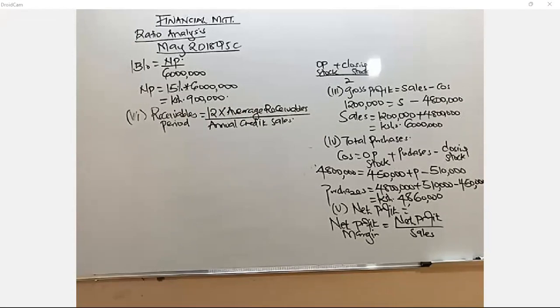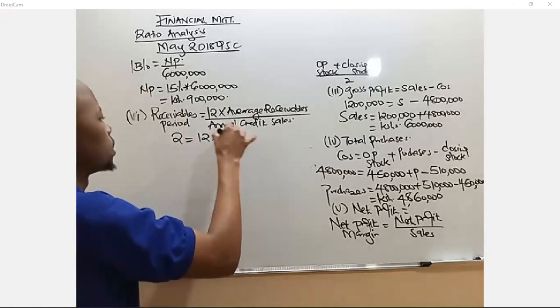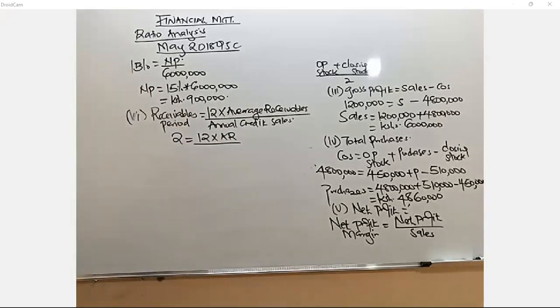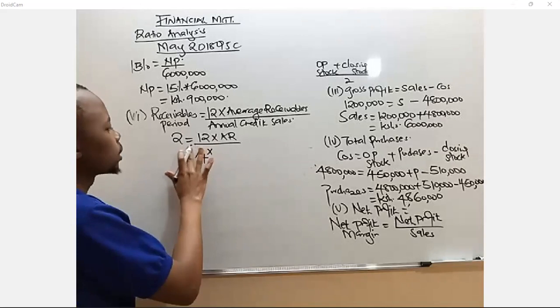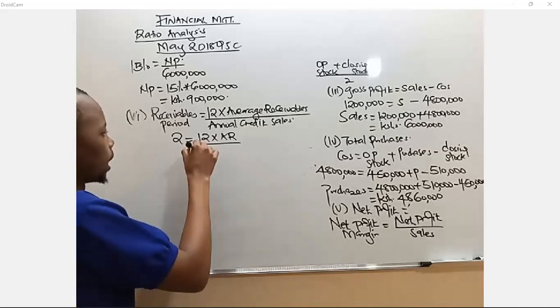not number 1, but 2, we are being told the average debt collection period is 2 months. So I will take 2 equals 12 times average receivables, then we divide by the annual credit sales. And when you look at the last additional information, we are being told the cash sales were a quarter of the total sales. It means the credit sales were 3/4.